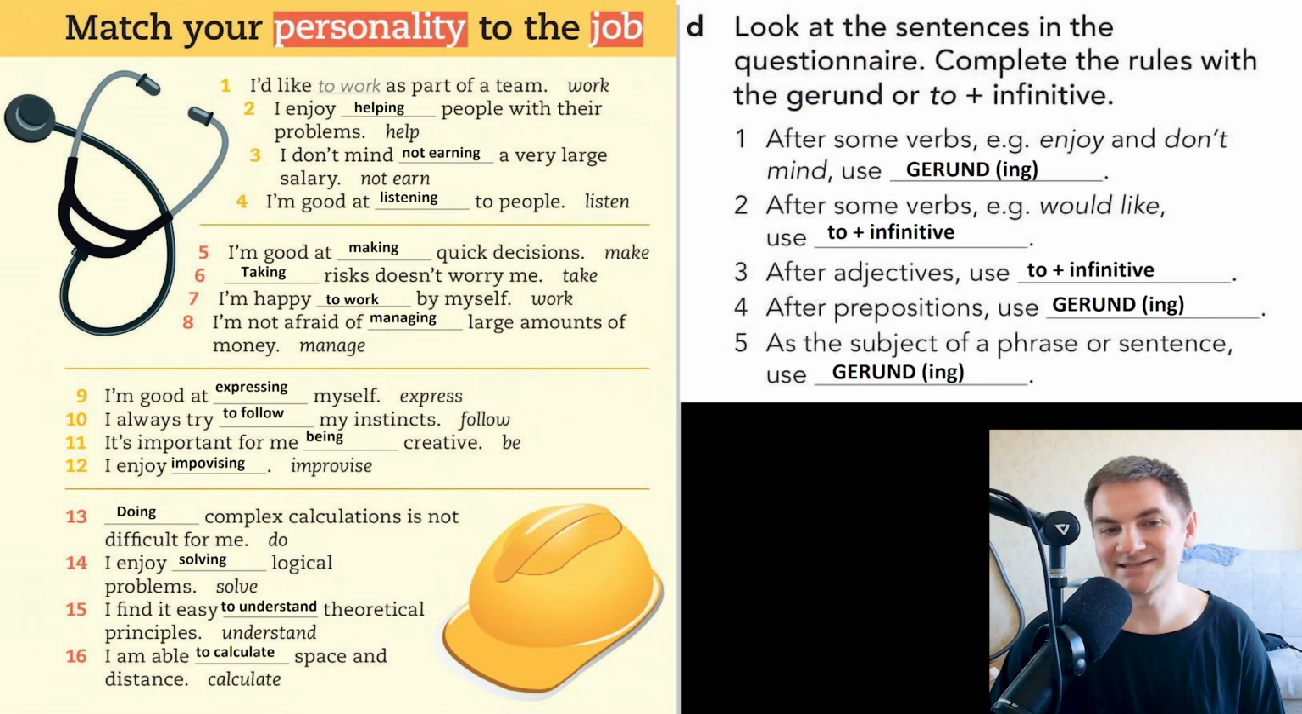And finally, as a subject of a phrase or sentence, use the gerund. When an action itself is the main topic or doer of the sentence, we use the ing form. It acts as the subject noun. Look at the example from the questionnaire. Taking risks doesn't worry me. Here, taking risks is the subject of the sentence, so we use the gerund.